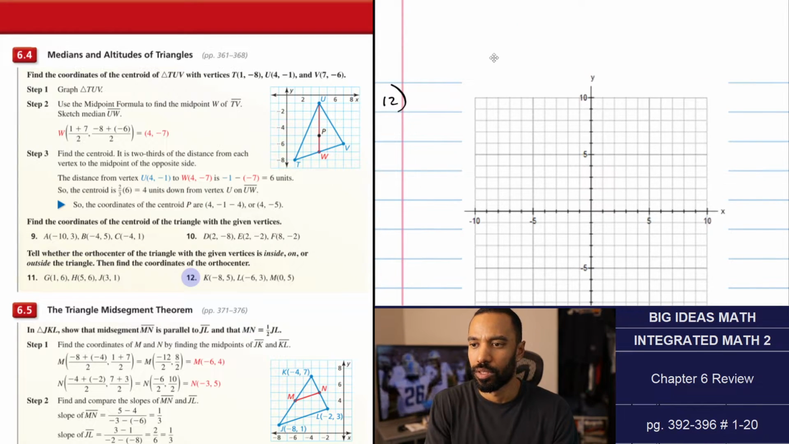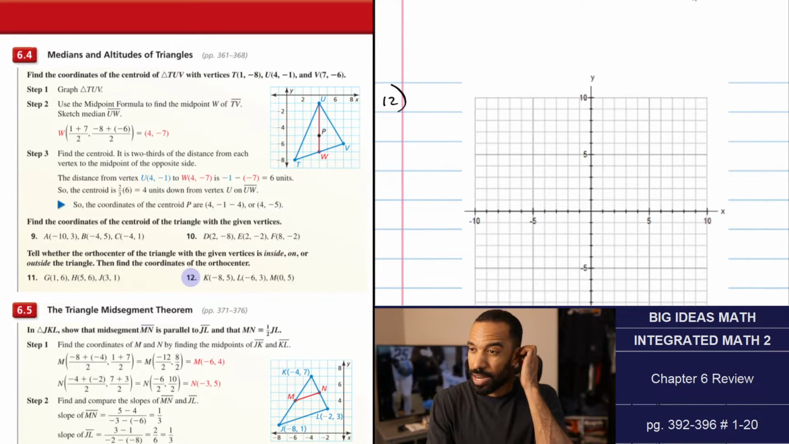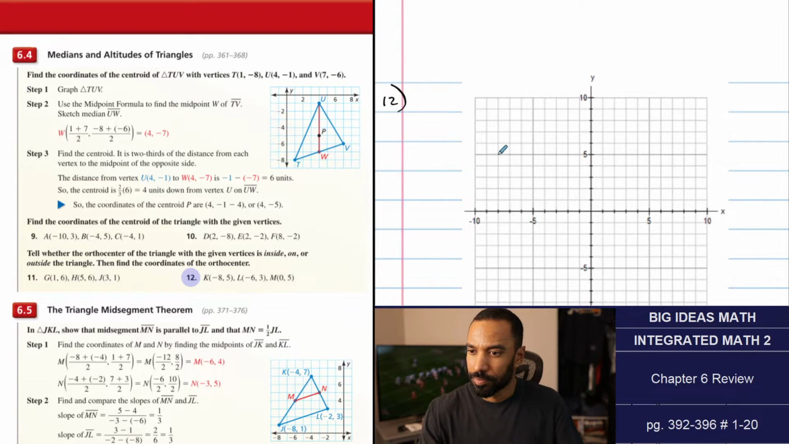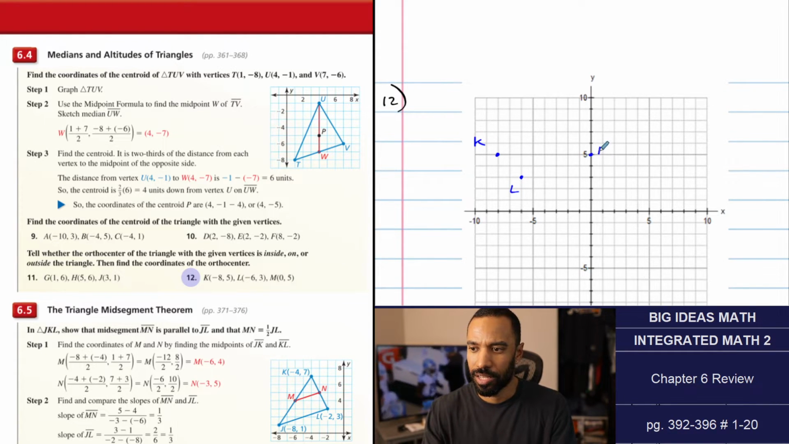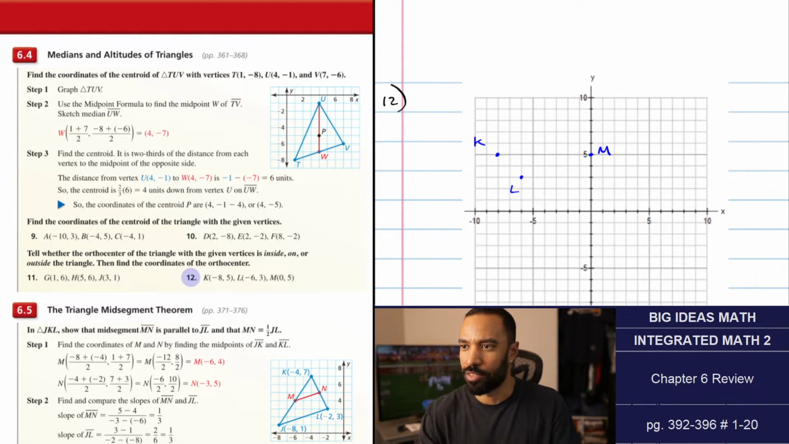All right. K is at negative 8, 5. Okay. L is at negative 6, 3. Are we going to have an obtuse triangle? M is at 0, 5. Oh, that could be obtuse. K, L, M. They're nice to give us one of the things horizontal.